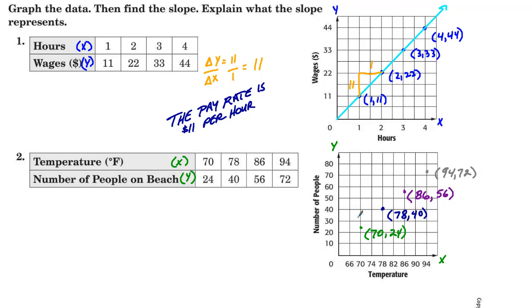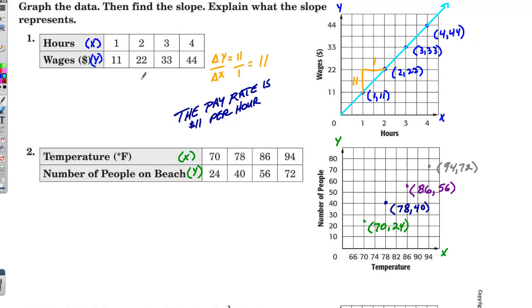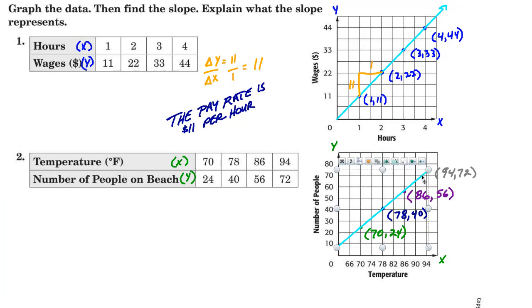Now, this might not be proportional. There's no telling that there were no people when there were no degrees. That'd be like saying, oh, when it was freezing out, there weren't any people. So we're going to connect these dots. We're not really worried about where it touches the y-axis. We do want to continue the graph at least through the edge of the table. And then we want to track what the change looked like.